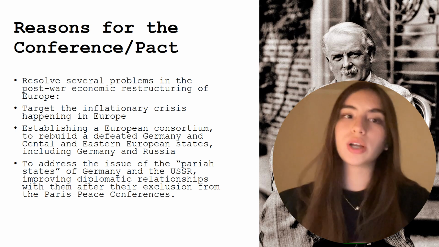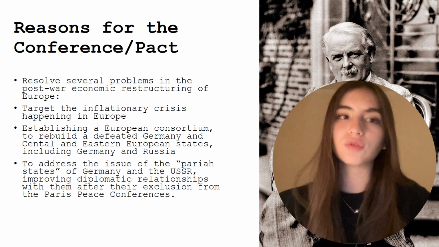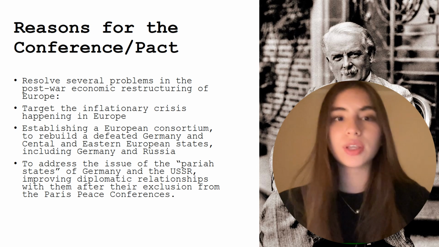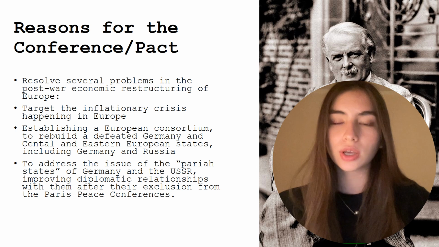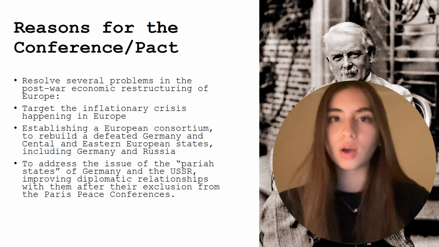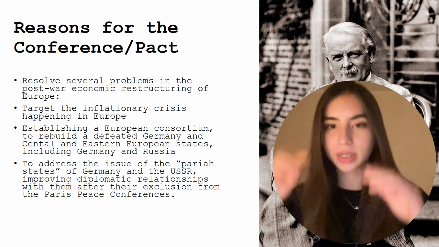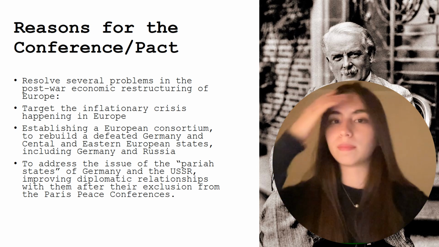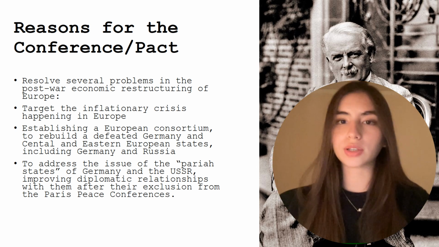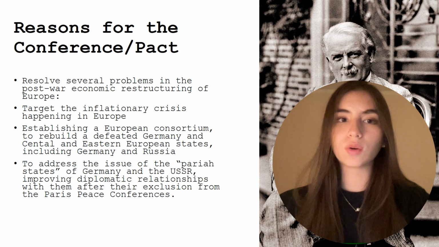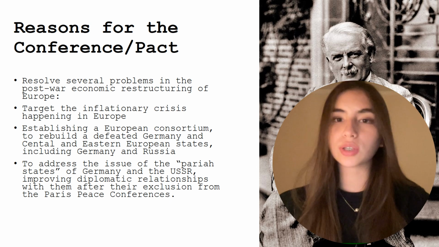He also wanted to address the issue of the pariah states of Germany and the USSR, improving diplomatic relationships with them after the exclusion from the Paris Peace Conferences. In the Paris Peace Conferences, both Germany and the USSR were not invited to participate, and that led to them being excluded in European affairs. And he believes that in order to rebuild a strong and economically strong Europe, Germany and the USSR must be included in these plans.